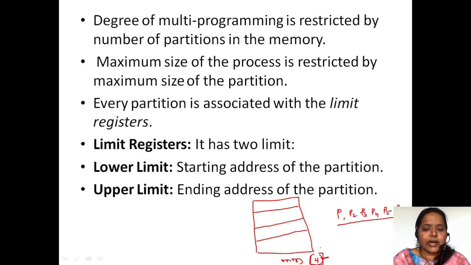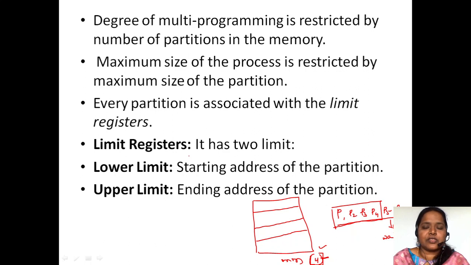As main memory is partitioned into 4, we can keep only 4 processes. The fifth and sixth processes have to wait until any one of the processes completes its task and comes out of the main memory. Till then the fifth and sixth programs have to wait. So that is the degree of multiprogramming.